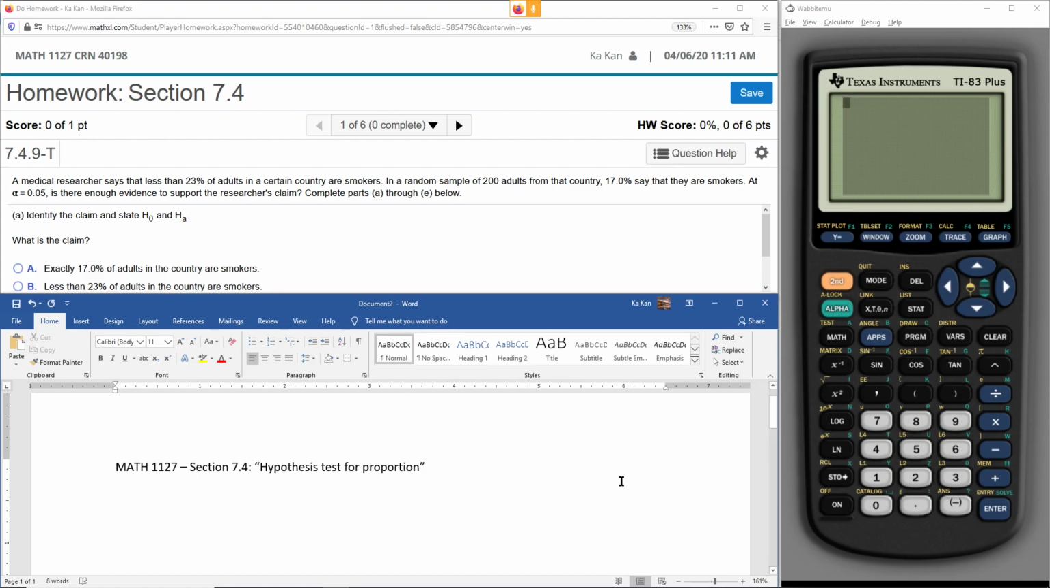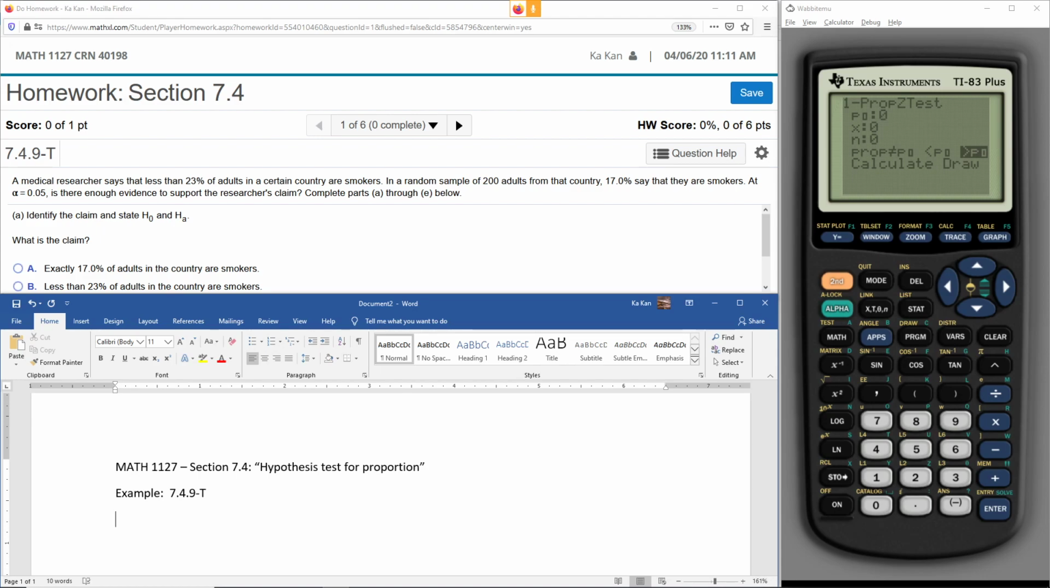Now the way we do it is, let me just show you. You go to stat, go to test, and you want to do one proportion z test. We are always going to do z in this class because we're going to have enough sample size for all this. We're not going to do two proportions. So enter. So first, let's look at the first problem here. Example 7.4.9t. Now let's see what we got.